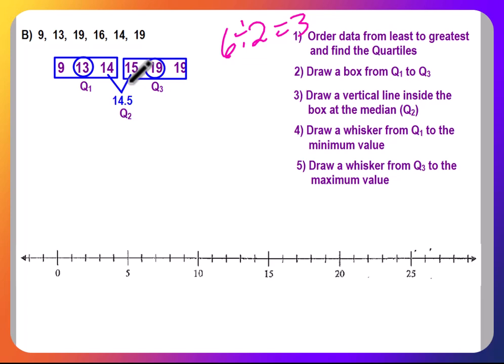You can think of it as a number line. What's halfway between 14 and 15? It's 14.5. Or you could find the mean. 14 plus 15 is 29. Divide it by 2 and you get 14.5.